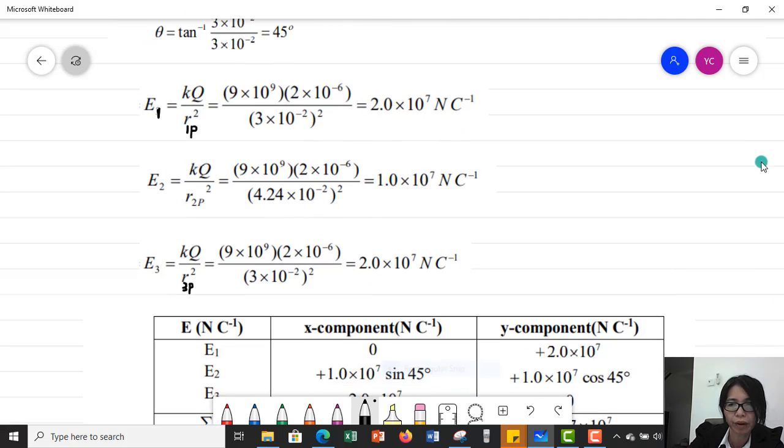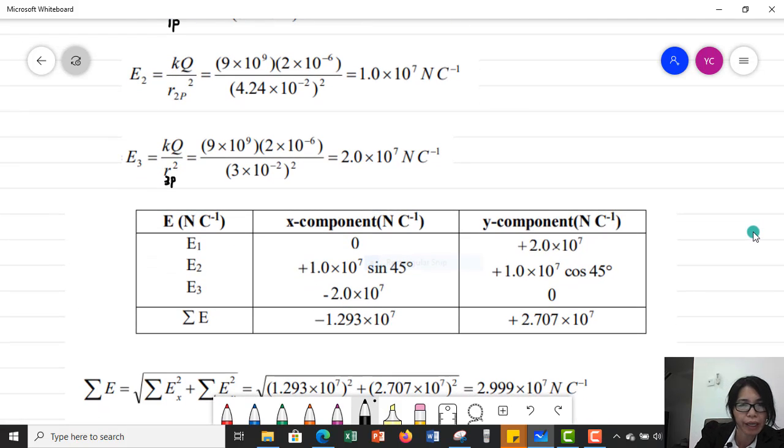So resolve the vectors, starting with E1. Refer to the vector diagram we drew. E1, we do not have any x component. E1 only has a y component, so 2 to the power of 7. Then E2, we have both component x and component y.